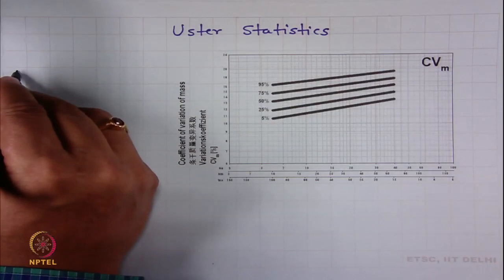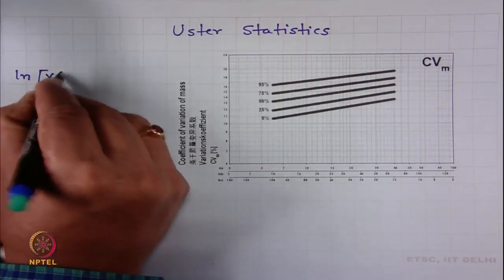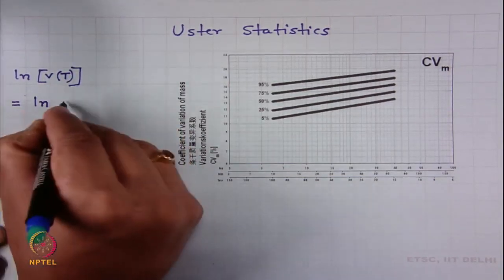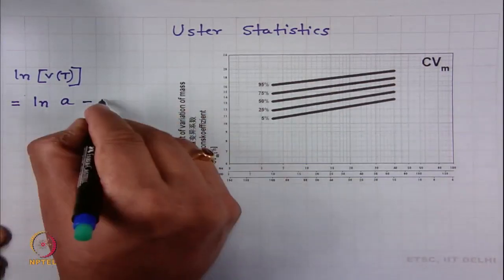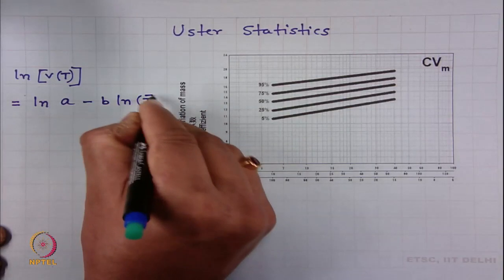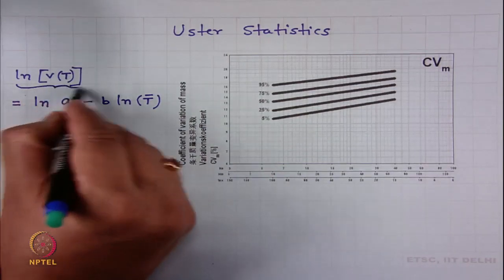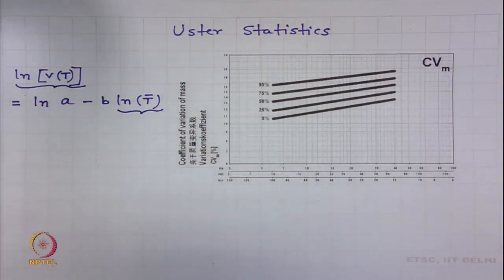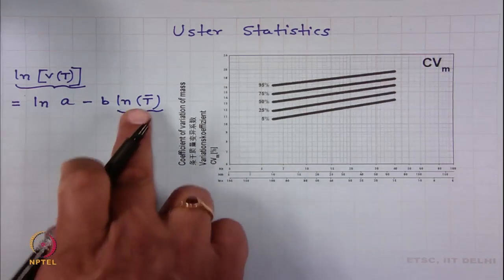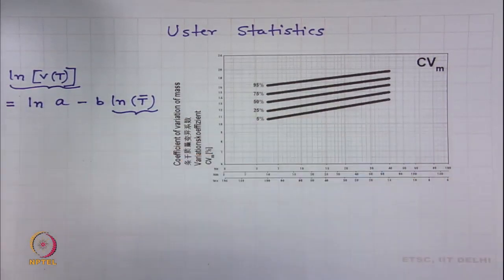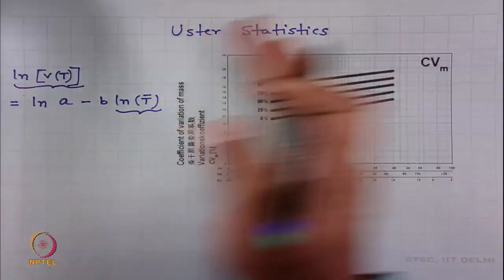So Vt is equal to A minus B ln T bar. This is y, this is x, we obtain a linear curve. So, if T bar is x, so starts from here to here, so from here to here, and if you look from this side to this side, it is basically any.